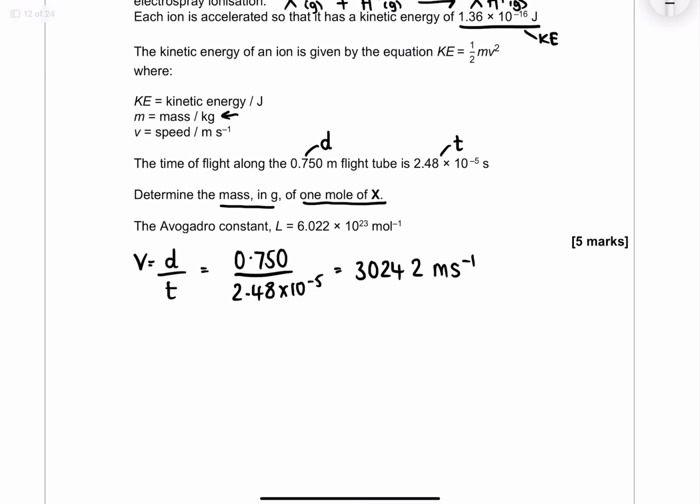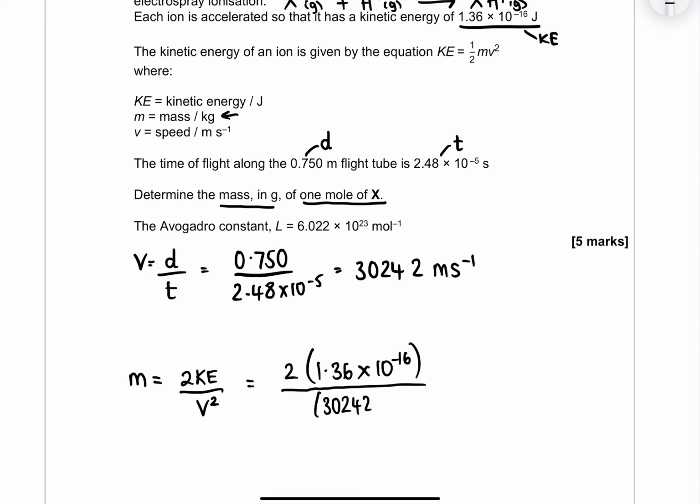If we're going to find the mass, at the moment we can only rearrange kinetic energy to find the mass in kilograms of one atom, not the mass of a mole. But if we rearrange the expression, we'll get 2 times the kinetic energy divided by the velocity squared. So we can put our numbers in, 2 times the kinetic energy that they've given us, divided by our velocity that we've just calculated. You could keep that on your calculator screen and use it.